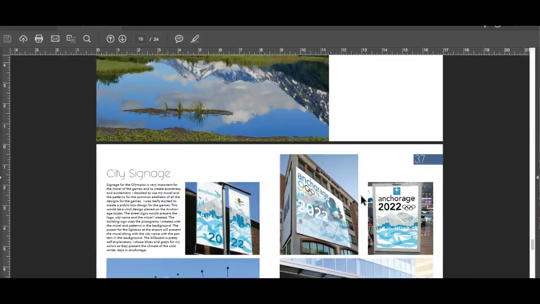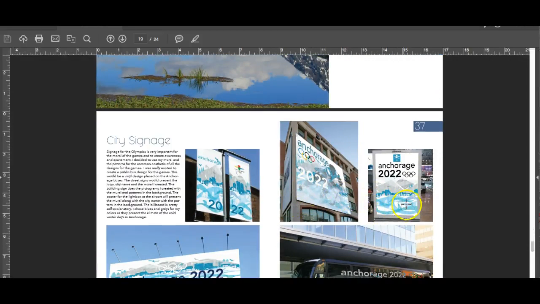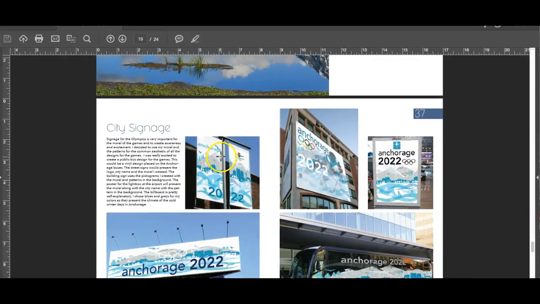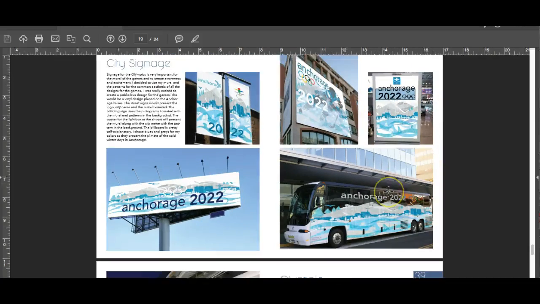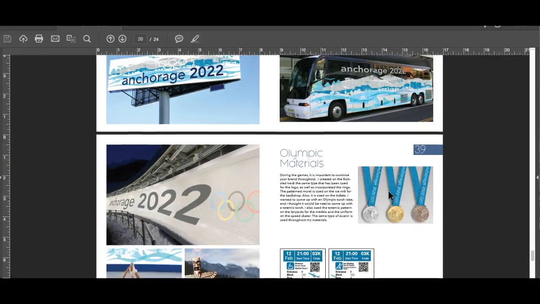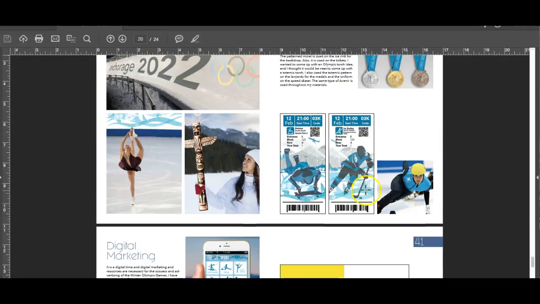Okay, design development, and this is where we get to see that in action, along with the logo, the word mark, the mark alone, the word mark alone, along with the fifth element graphics. Just beautiful. Just absolutely beautiful. Tickets are amazing.